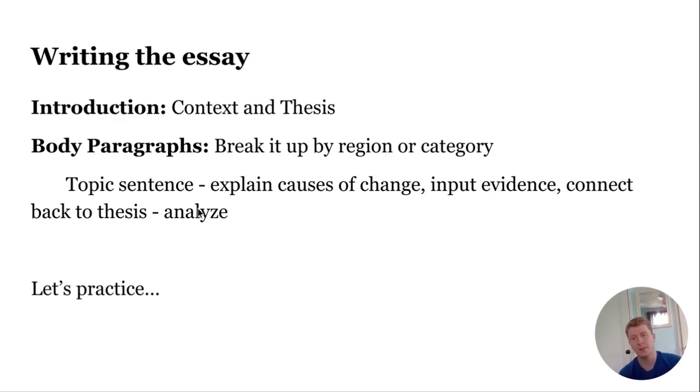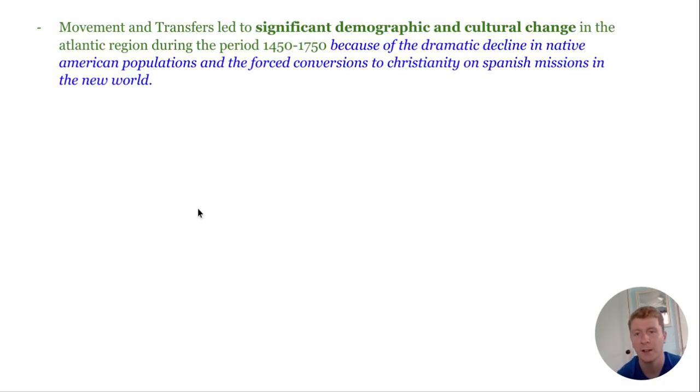Let's do a little practice, because it's one thing for me to tell you this, but if you can actually see it, it'll make a little bit more sense. So let's say I take that first thesis, the one that wasn't that complex but still was quality and still met the mark. I made note that there was a significant demographic and cultural change, and my reasoning was because of the decline in Native American populations and the forced conversions to Christianity. So my first body paragraph, I'll just take that demographic, Native American population decline, that demographic point.